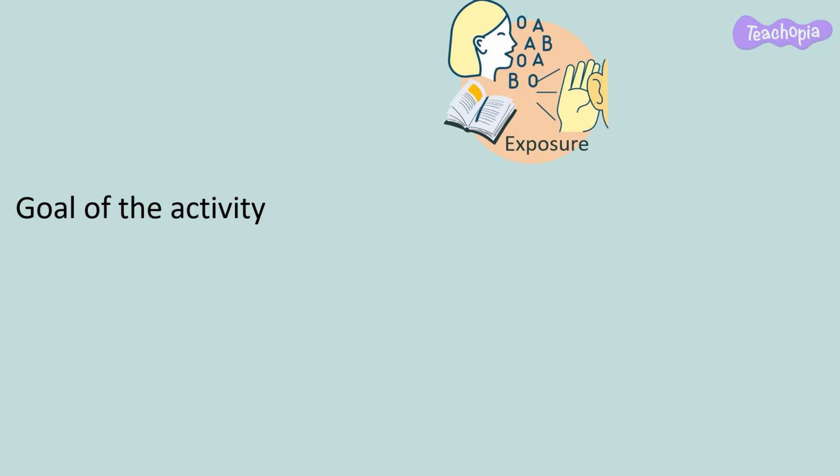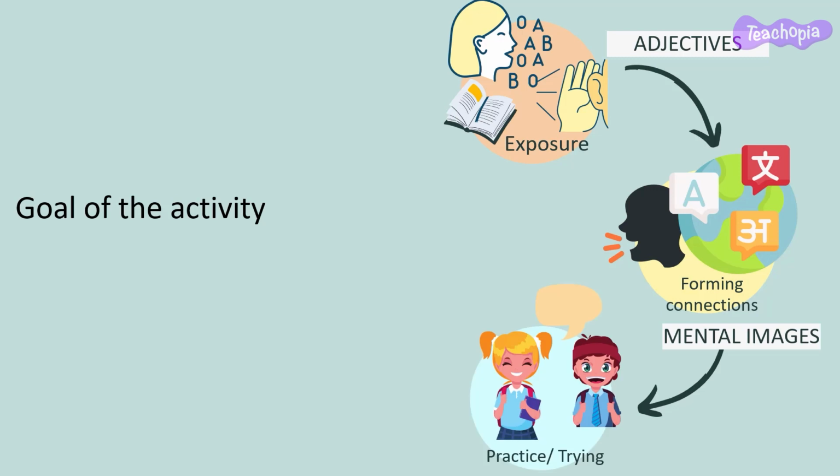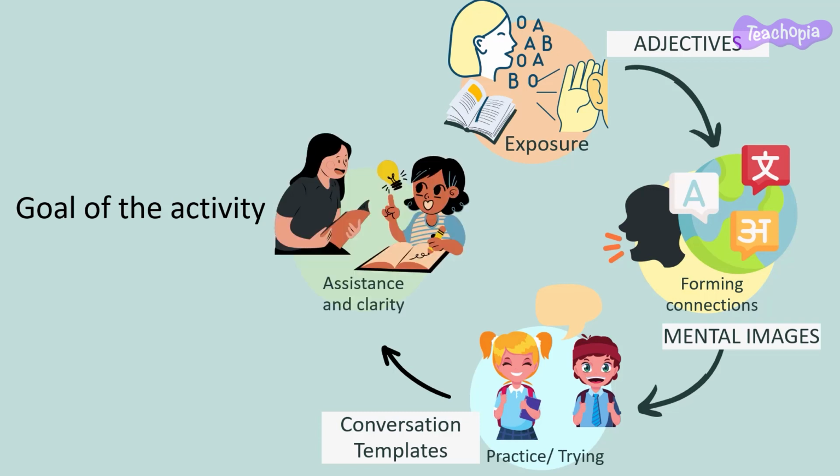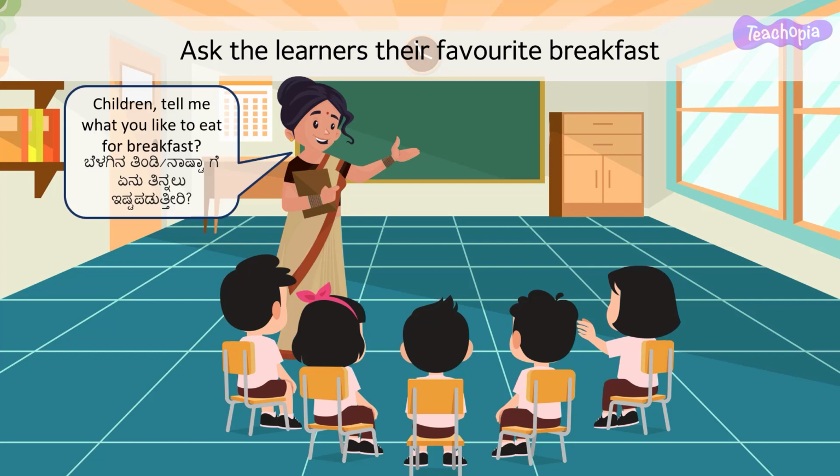The goal of this activity is to provide learners with the exposure to adjectives and help them form connections to adjectives using their own mental imagery. Then, we help them practice speaking about adjectives using conversation templates while providing translation and input where necessary. Begin the activity by asking the learners to tell you their favorite type of breakfast. Children, tell me what you like to eat for breakfast.